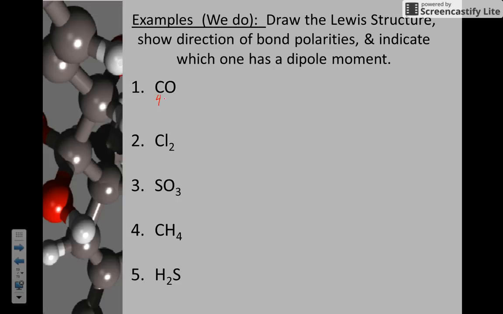Carbon has 4 valence electrons and oxygen has 6. That's a total of 10 electrons. So when you draw your Lewis structure, you're going to start with a single bond. That's 2 electrons. We had 10, so 2, 4, 6, 8, 10. Notice we're going to borrow and share here. So this carbon is going to swing 2 pairs of electrons to the oxygen, so this molecule ends up with a triple bond in your final Lewis structure.